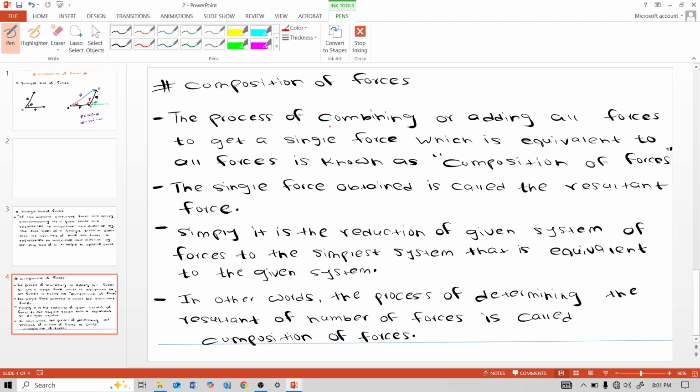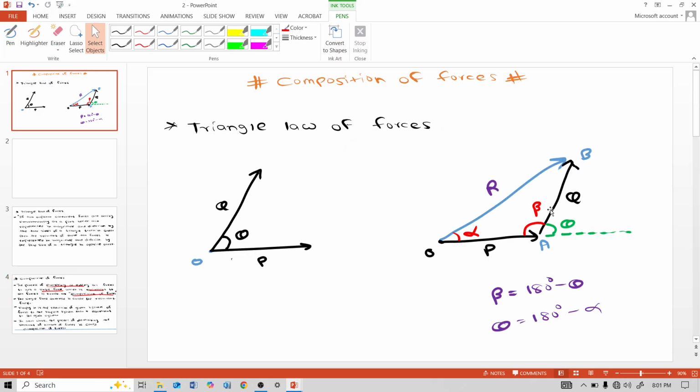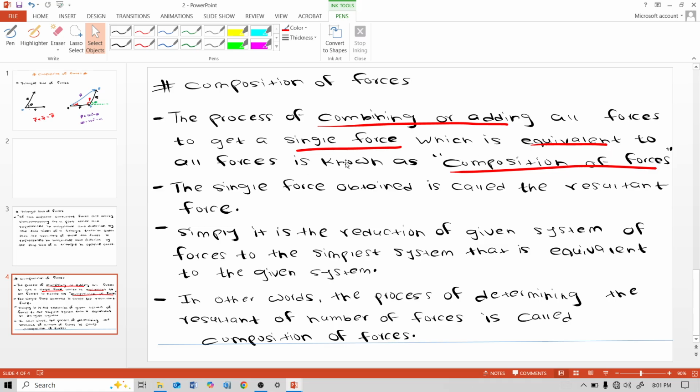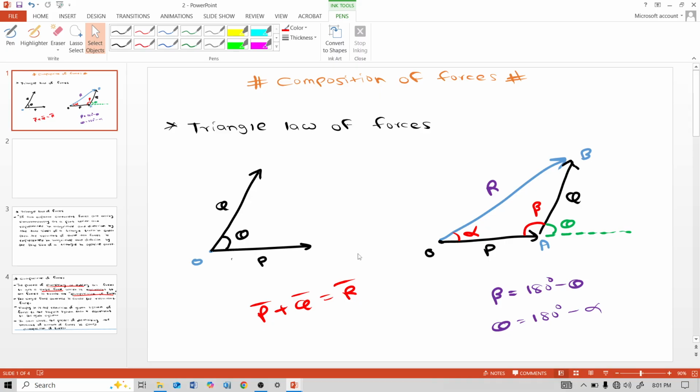The process of combining or adding all forces to get a single force which is equivalent to all forces is called composition of forces. So here we combine P bar plus Q bar to get a single force, which is the resultant force. And that resultant is equivalent to all the forces. So this is composition of forces.